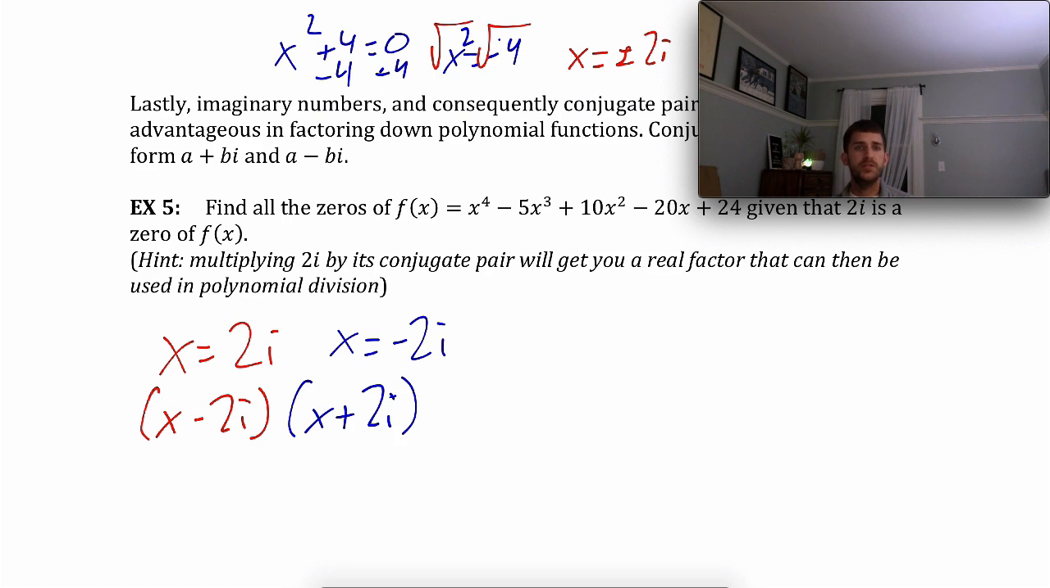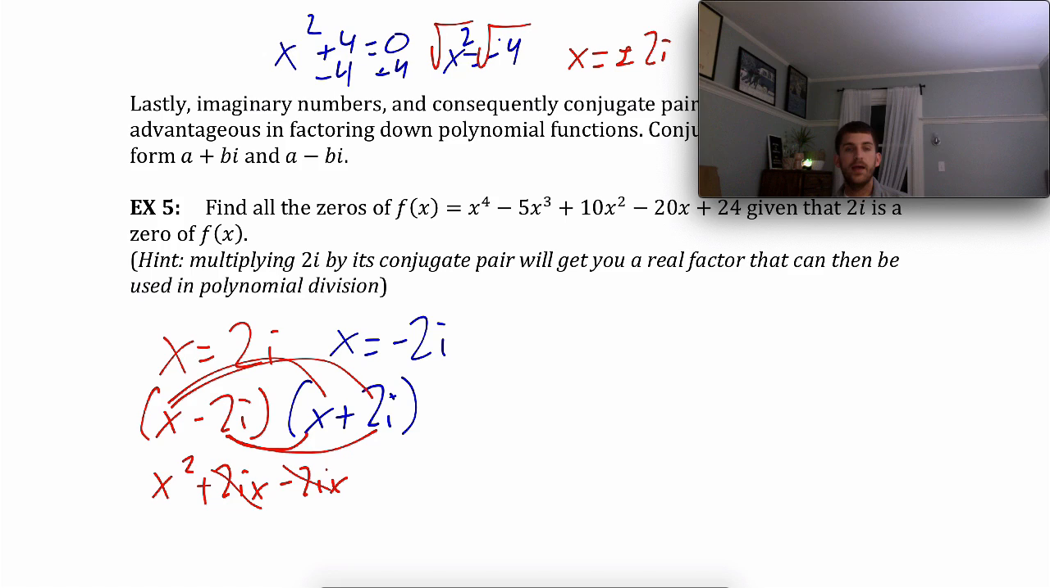Now, what we're going to do is take these two binomials and multiply them out. We have x times x, which is x squared, x times 2i, but also negative 2i times x. Well, x times 2i is 2ix, and then we also are going to get negative 2ix. So we got plus 2ix minus 2ix. Those are going to cancel out. Now we're also going to have negative 2i times positive 2i, which gives us negative 4i squared.